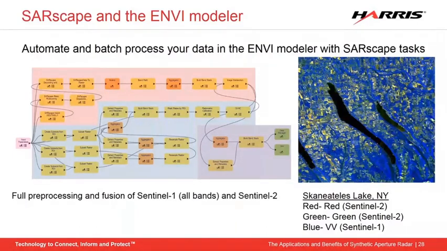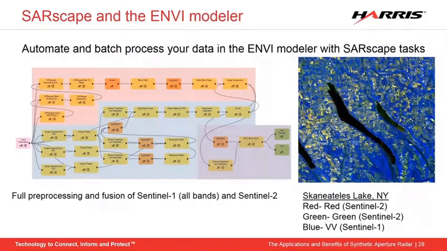And so this goes through all the pre-processing steps, and then we can actually combine these two different data sets, the Sentinel-2 optical imagery with the Sentinel-1 SAR data, to create a band stack or a data fusion product as our end result. So we have an image on the right, and what this is showing is the Skaneateles Lake in New York, which is the large lake in the middle.